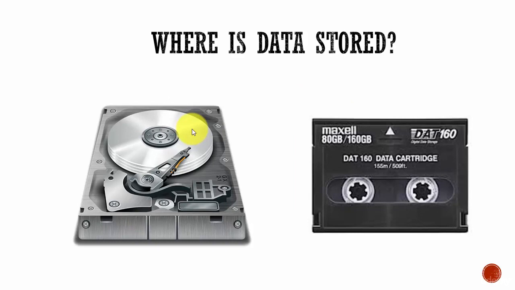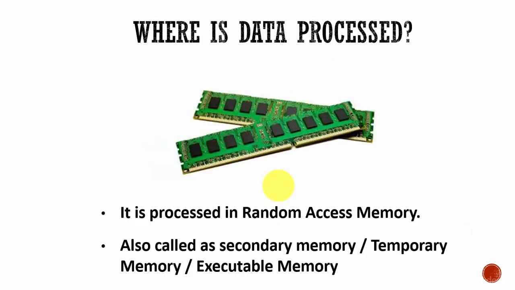We know data is stored in permanent devices like hard disk or magnetic tapes. It is stored over there permanently so that you can read anytime. Even if you want to read the data 10 years from now, you can read them. That is why they are called permanent storage devices. Right? Next, the question is, where is the data processed?